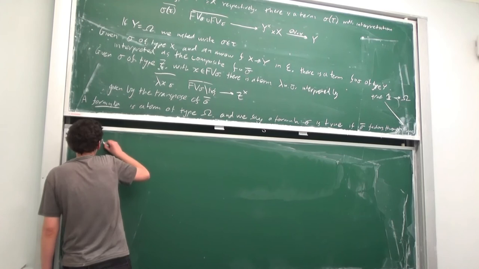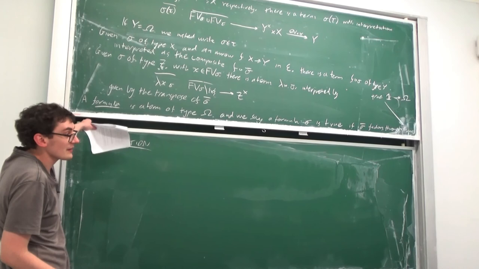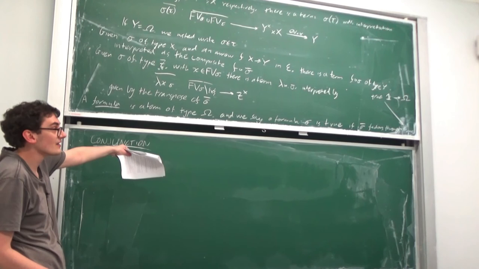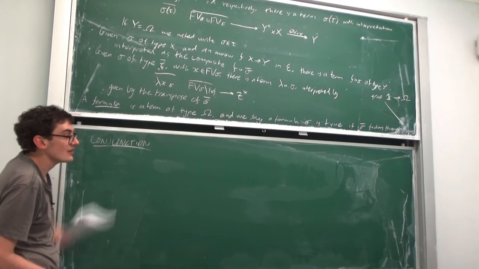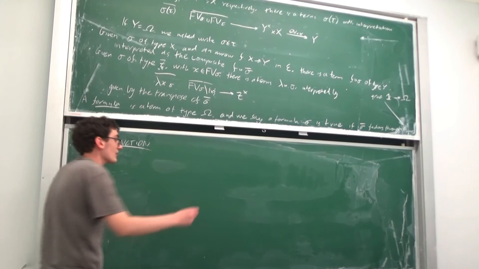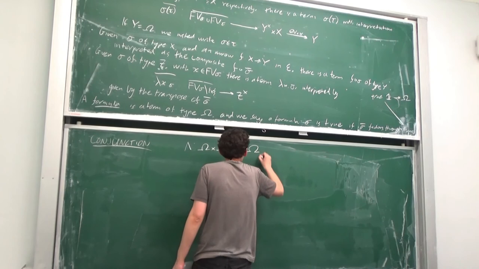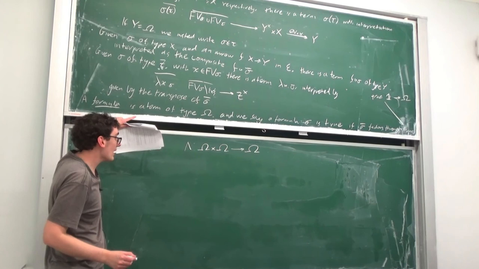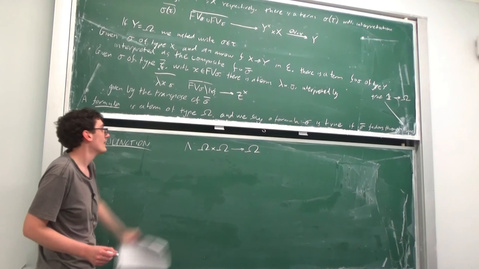So, conjunction. Since by formula what I really mean is logical formula, we want to have all the usual connectives of logic as well as quantifiers. Now, the way that we'll put those into the language is through something which we've already defined, which is the composite of a term with the morphism. It turns out, and I'll briefly explain why this is the case, that there is a morphism which goes from omega cross omega to omega, which if you compose this with a pair, the product term corresponding to a pair of formulas, you end up getting a formula that corresponds to their conjunction. I think this is a bit of a mouthful.